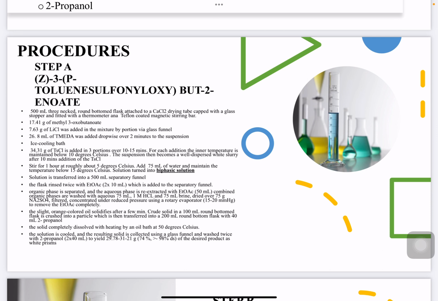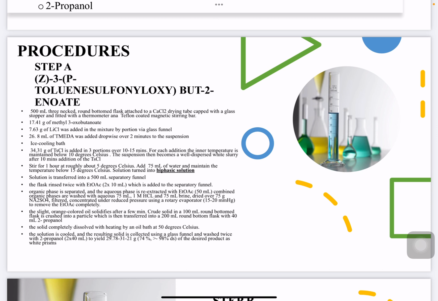After an hour, 75 ml of water was added to the solution and the temperature was maintained below 15 degrees Celsius until the solution turned into a biphasic solution. The solution was then transferred into a 500 ml separatory funnel. The flask was rinsed twice with EtOAc, 20 ml and 10 ml, which was then added to the separatory funnel.